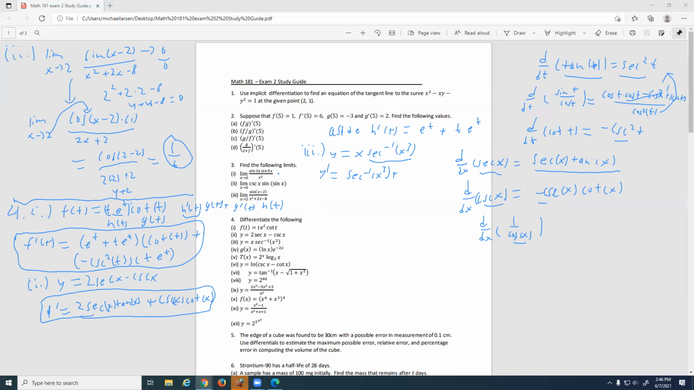Give me 1 second. For these inverse trig functions as well, there's also proofs. I think it's actually the inverse trig functions that you do implicit differentiation to prove them.